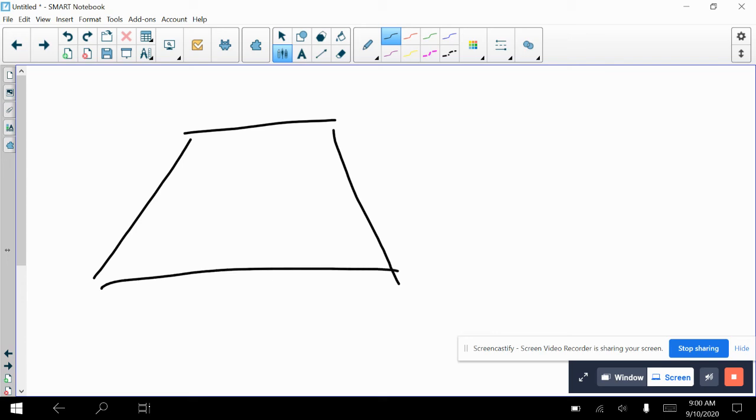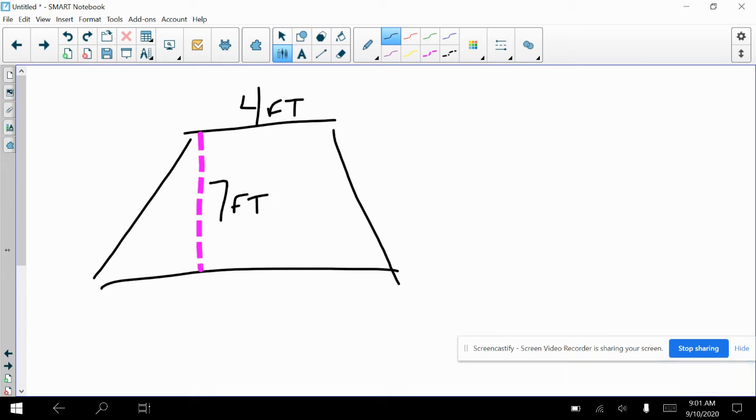Trapezoid. Okay. And then they're going to have one of these because they got to show you what the height is. So this is going to be 4 feet. The height is going to be 7 feet. The base is going to be 10 feet.